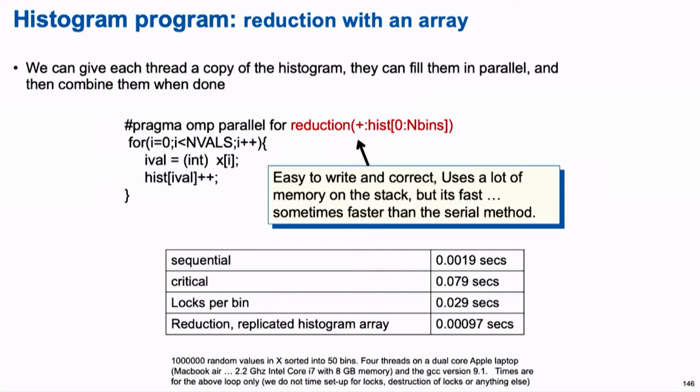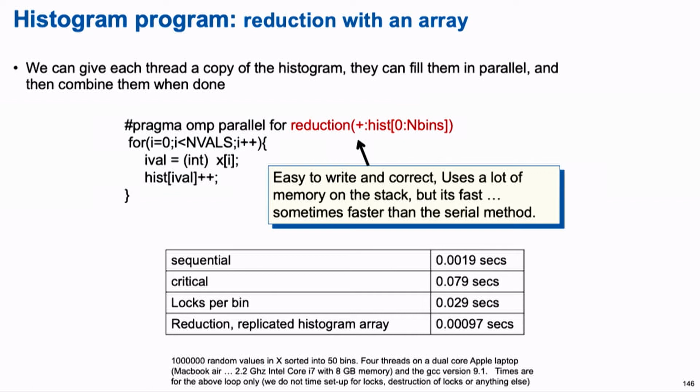Now there's another stunt I can use. I can do pragma OMP parallel for reduction. I've allocated this array hist and zeroed it. So now I just do the array reduction. Really, really easy. Isn't that beautiful? And compare the runtimes. Serial 0.0019, critical 0.079. The locks per bin, I got it down to 0.029, so it did a lot better than the critical.